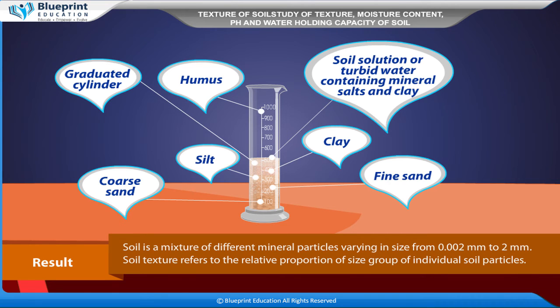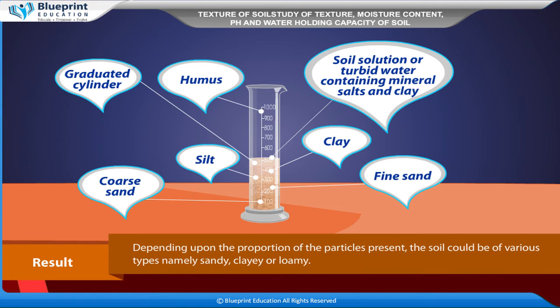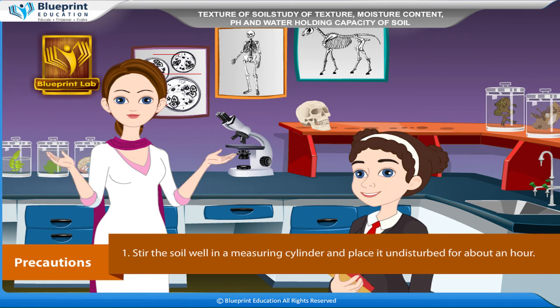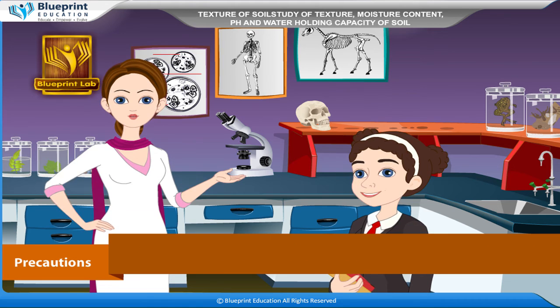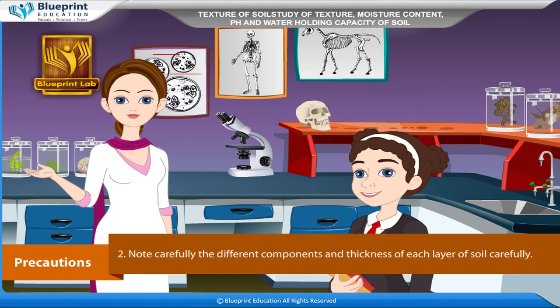Soil texture refers to the relative proportion of size groups of individual soil particles. Depending upon the proportion of the particles present, the soil could be of various types, namely sandy, clay, or loamy. Precautions. Stir the soil well in a measuring cylinder and place it undisturbed for about an hour. Note carefully the different components and thickness of each layer of soil.